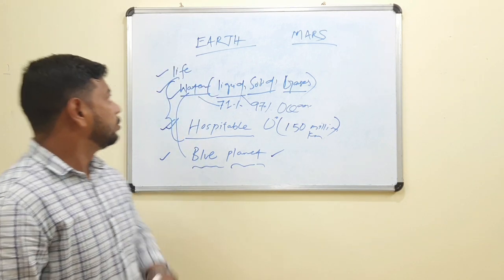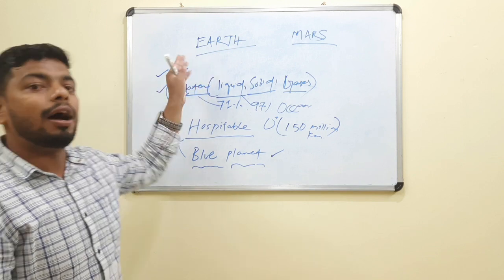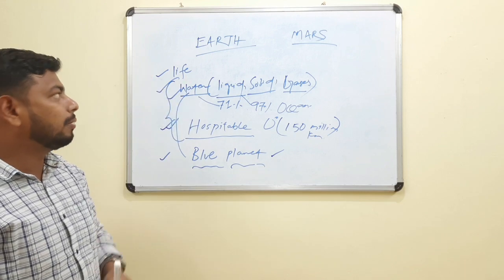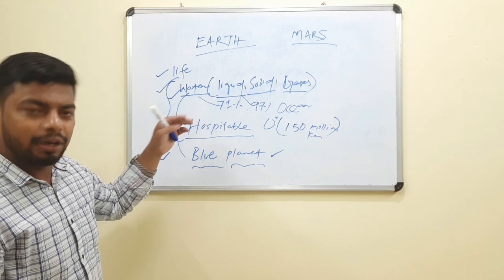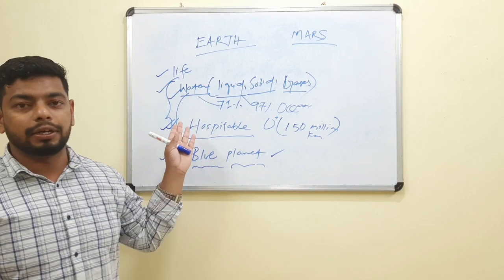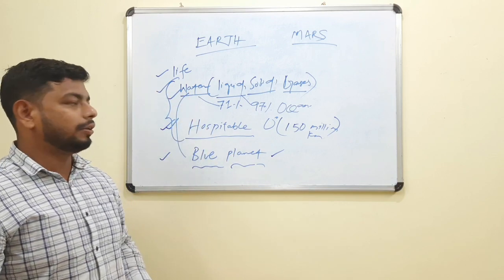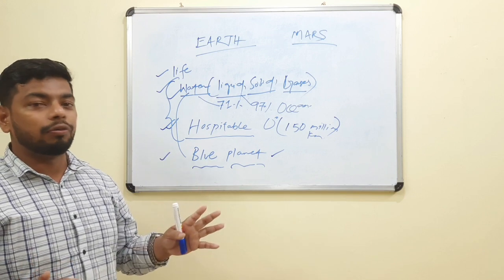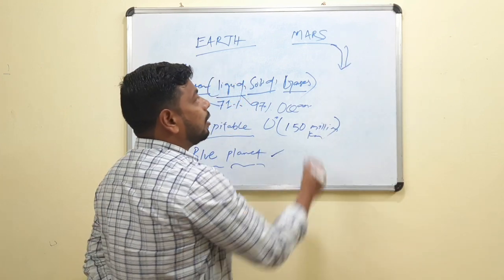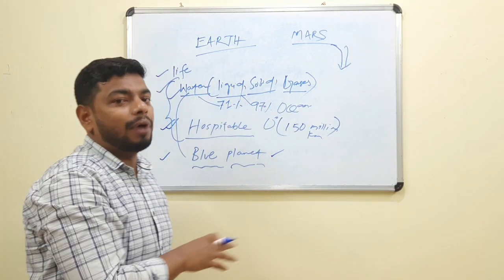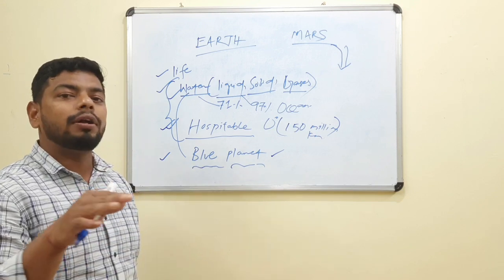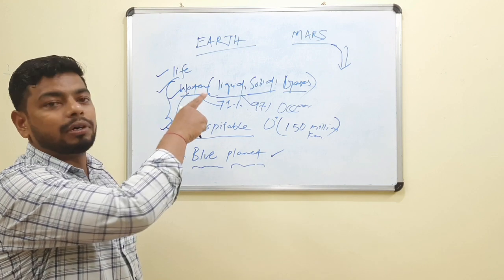So what we understood is that, among all the planets, Earth is where life is possible. Everybody knows. Why? Because liquid water is found over here, on the surface of the Earth. But in other planets it is not found. Even on Mars, water is detected, but it is not in the form of liquid at all times.